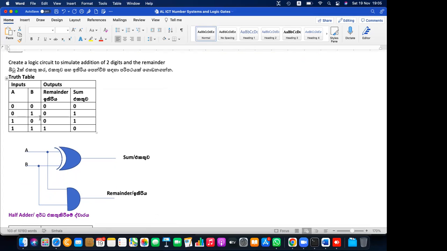So here we are actually adding two digits. 0 plus 0 is 0 and remaining 0. 0 plus 1 is 1 and remaining 0. And 1 plus 0 is 1 and remaining 0. Then 1 plus 1 is 0 remaining 1. Actually, so how do we do the calculations?